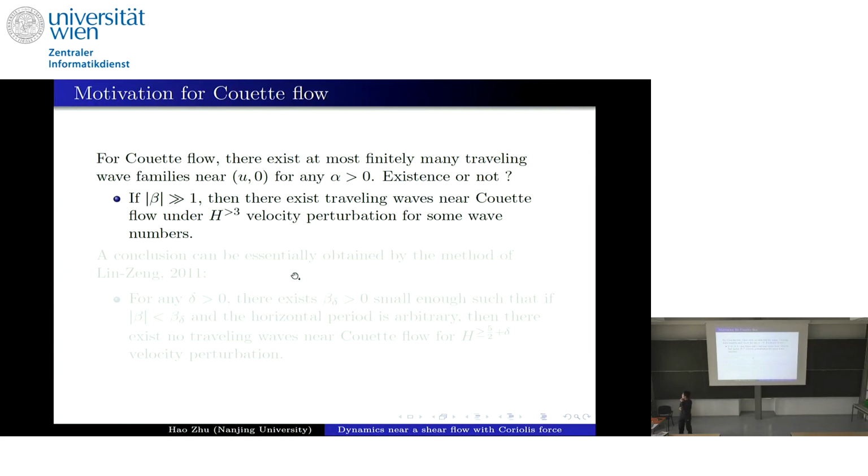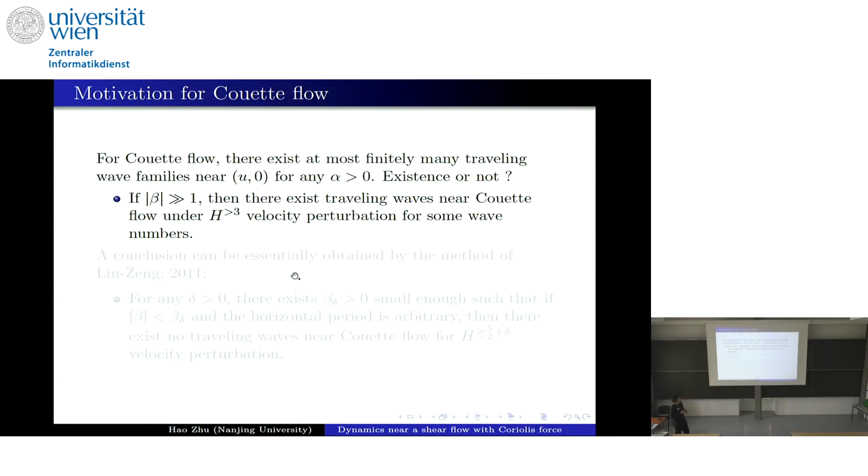The last thing is about the Couette flow. For the Couette flow, if we use the bifurcation theory, we only know that there exist at most finitely many wave families near the Couette flow. But what do we mean by at most? It means existence or not. So this is what we want to study.